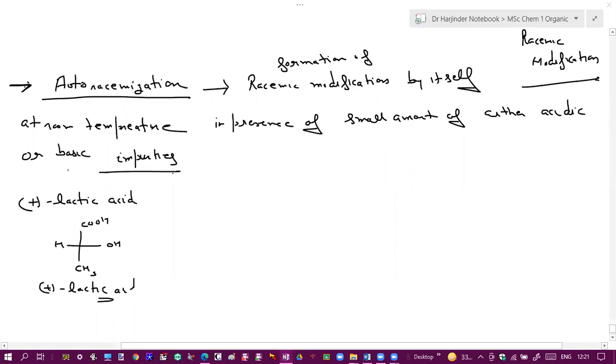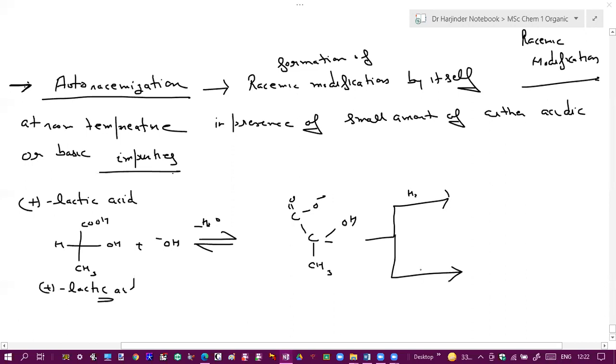In presence of basic impurities it will undergo racemization process by anion formation. That means this OH minus will take this H plus ion, so your procedure will remain same, so it will become O minus, OH and CH3. So there's a loss of water and there's an anion formation. And then since it is achiral and planar, it will again react with water in two possible ways to give rise to two enantiomers in the same amount, as we have already discussed.